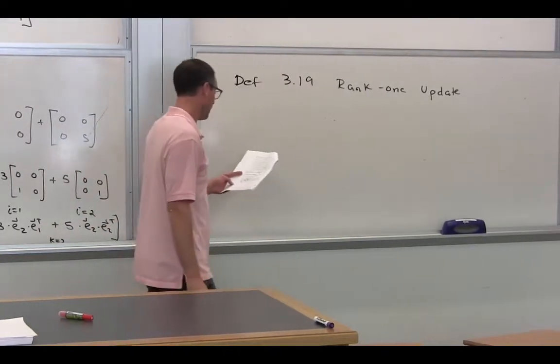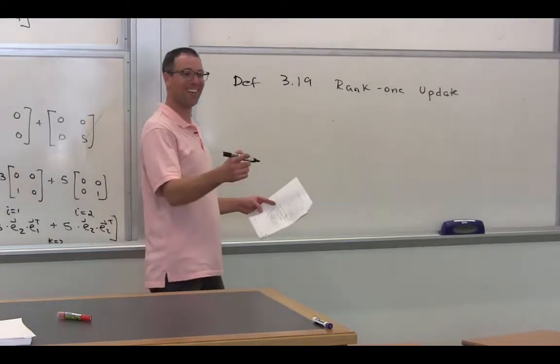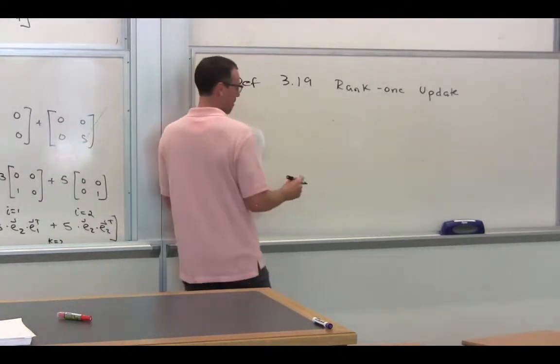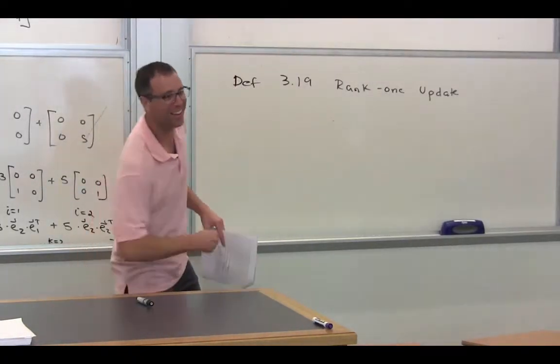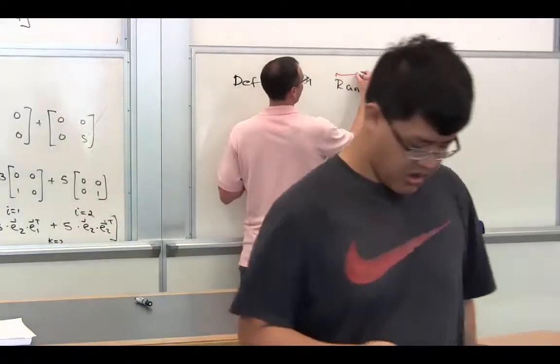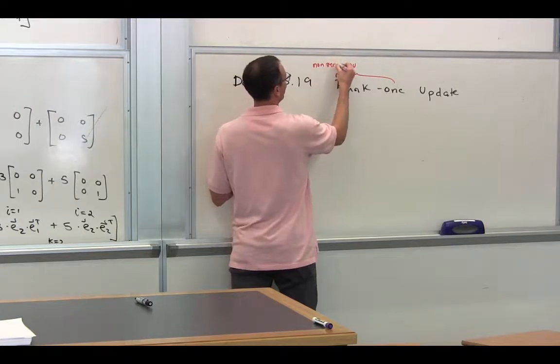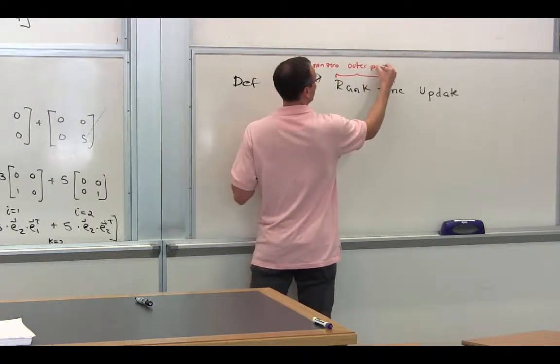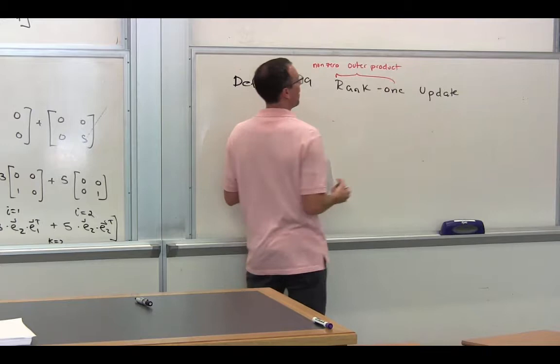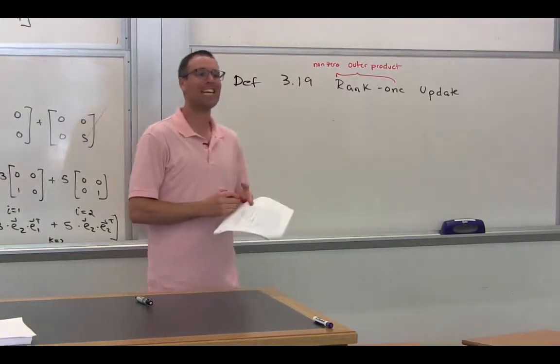Do you know what a rank 1 is? Not yet, but we will. Do you want me to give you some gut feeling on that? Non-zero outer product. It means that the matrix has exactly one linearly independent column.